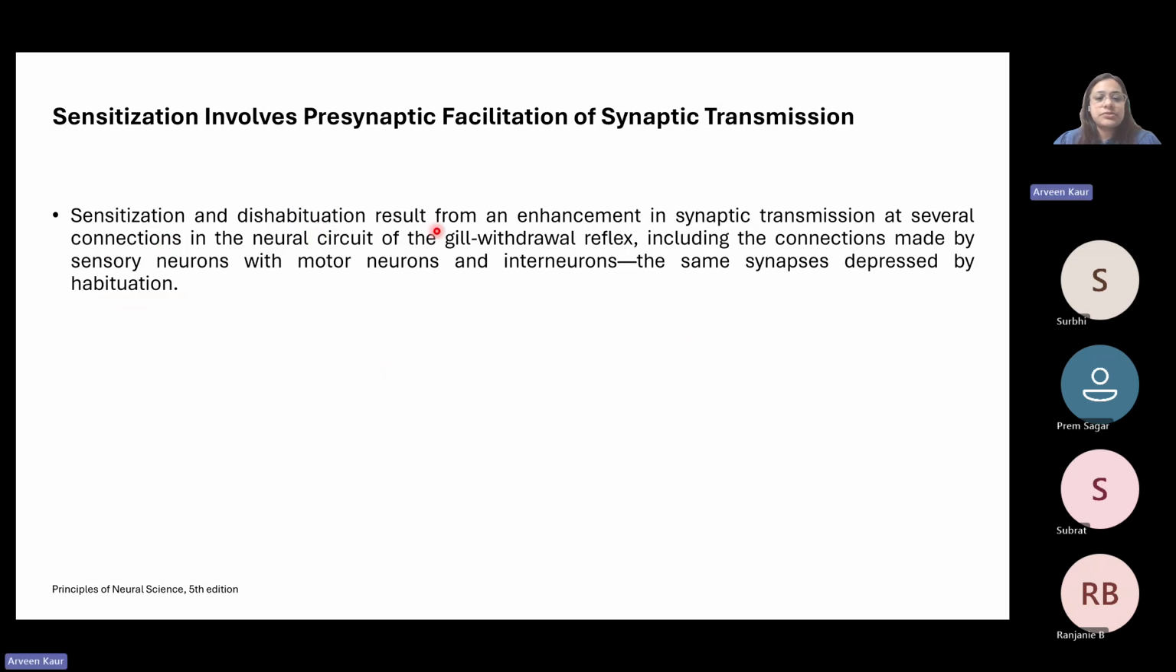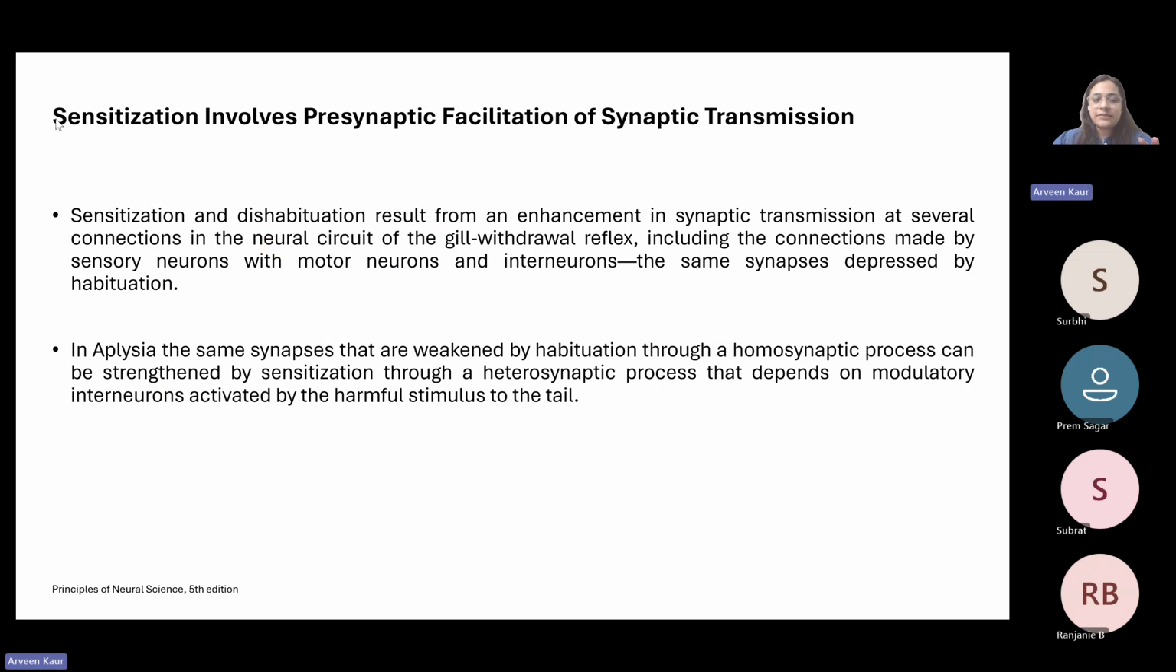Sensitization and dishabituation result from enhancement in synaptic transmission at several connections in the neural circuit of the gill withdrawal reflex, including connections made by sensory neurons with motor neurons and interneurons, and the same synapses depressed by habituation. In Aplysia, the same synapses that are weakened by habituation through homosynaptic processes can be strengthened again by sensitization, also through a heterosynaptic process that depends on modulatory interneurons activated by the harmful stimulus to the tail, right?